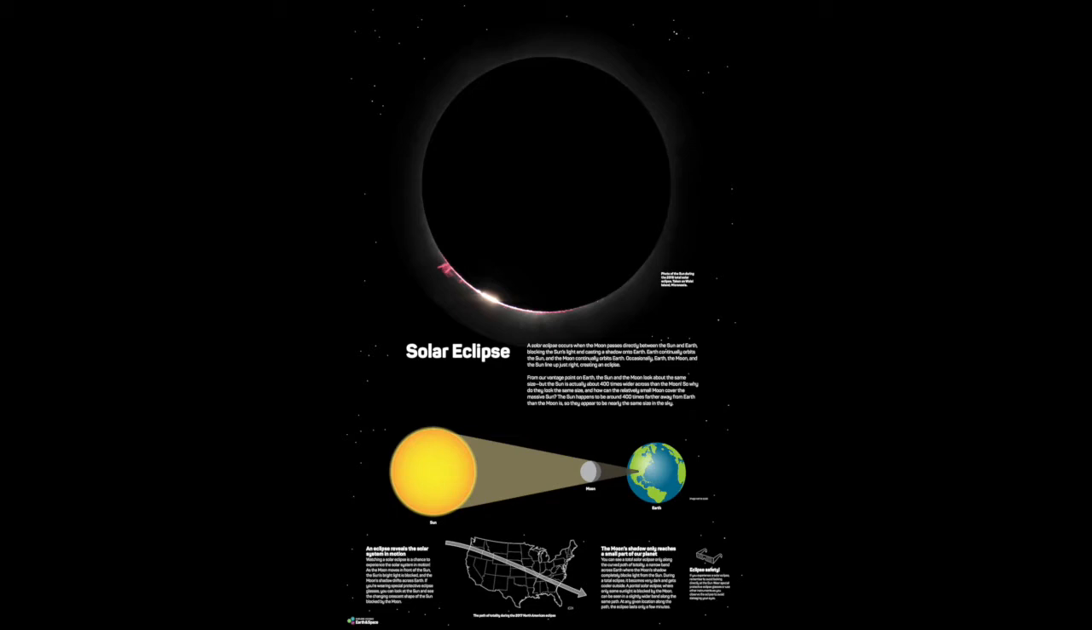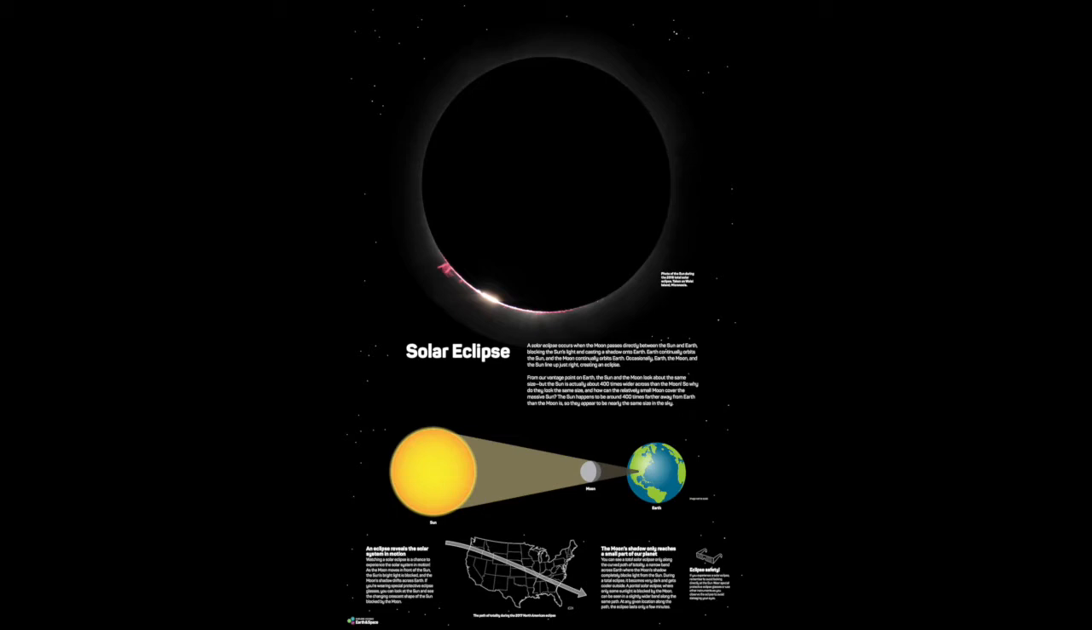So we get a nice model of a solar eclipse. You have your big, big ball of the sun. You have your smaller Earth, and you have the moon, which you can see is much closer to Earth than the sun. It's actually about 400 times closer.